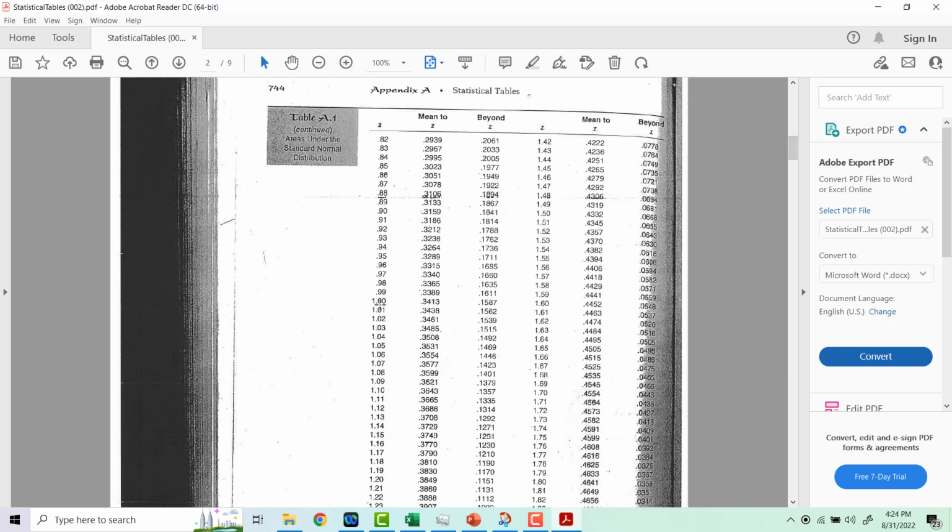So let's go down to z equals 1. And we can see that the mean to the z is 0.3413 as before, but we don't have to calculate the 0.1587 because it's automatically given to us, which is quite nice. Okay, so as this is all a bit abstract, let's do some actual example calculations. So let's go to a whiteboard.